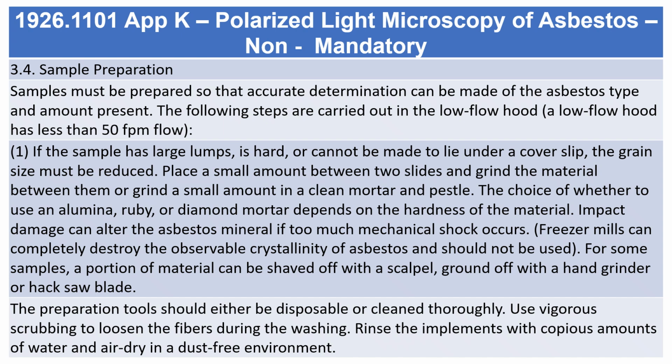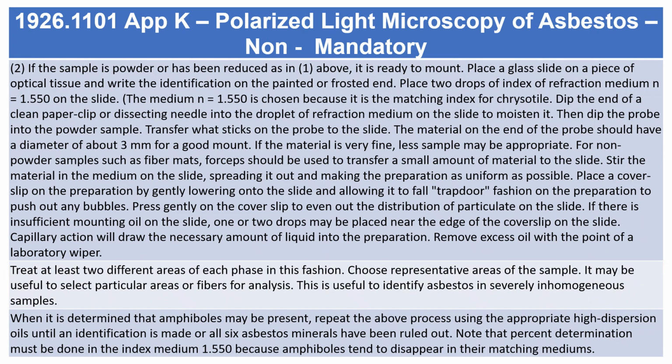For some samples, a portion of material can be shaved off with a scalpel, ground off with a hand grinder or hacksaw blade. The preparation tools should either be disposable or cleaned thoroughly. Use vigorous scrubbing to loosen the fibers during the washing. Rinse the implements with copious amounts of water and air dry in a dust-free environment. 2. If the sample is powder or has been reduced as in 1 above, it is ready to mount.